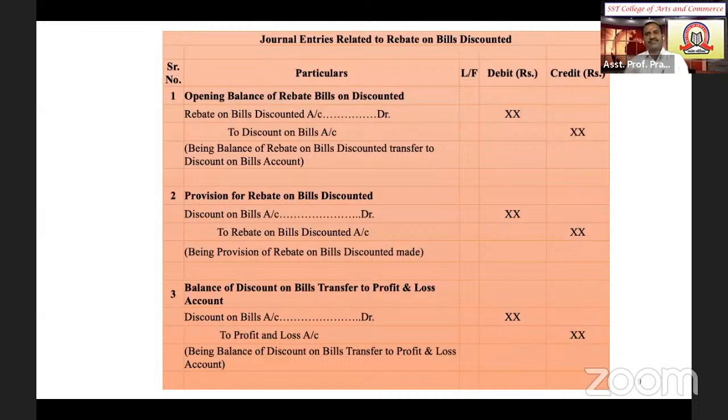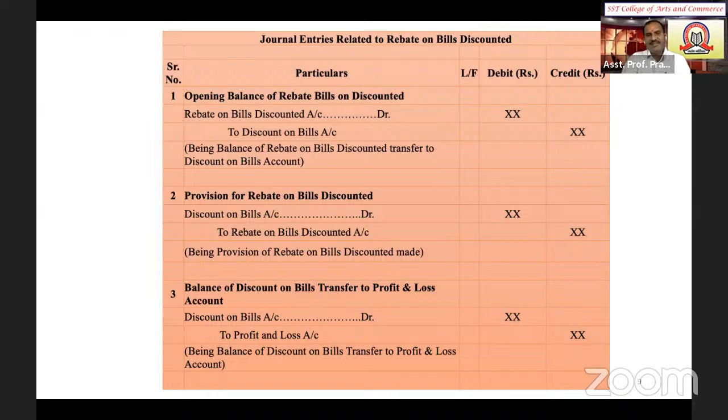Sometimes if the university asks a 15 marks question, they will ask for the general entries and the rebate on bill discounted calculation. There are 3 general entries. One is the opening balance of rebate on bill discounted transferred to discount on bills account. The entry is very simple: rebate on bill discounted account debit to discount on bills account. Then the second entry is for provision. When we calculate the provision, the entry will be discount on bills account debit to rebate on bill discounted.